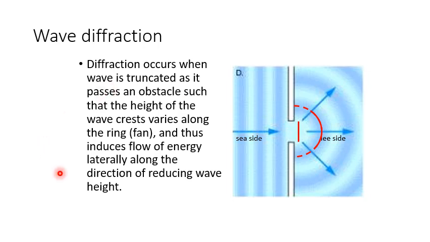So diffraction occurs when a wave is truncated as it passes an obstacle, such that the wave height of the wave crest varies along the ring or the fan and thus induces flow of energy laterally along the direction of reducing wave height. What does that mean? If you look at this wave front, when it approaches this gap, the wave front here, which hits the obstacle, is going to be reflected. Okay, we'll talk about reflection later on. So they are going to be reflected back to the sea side.